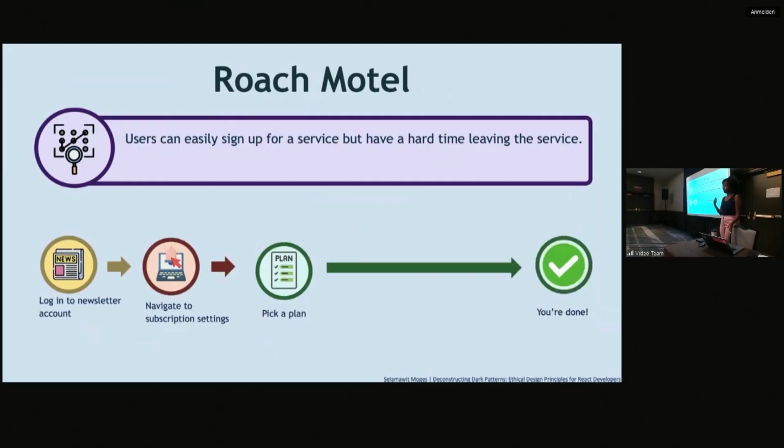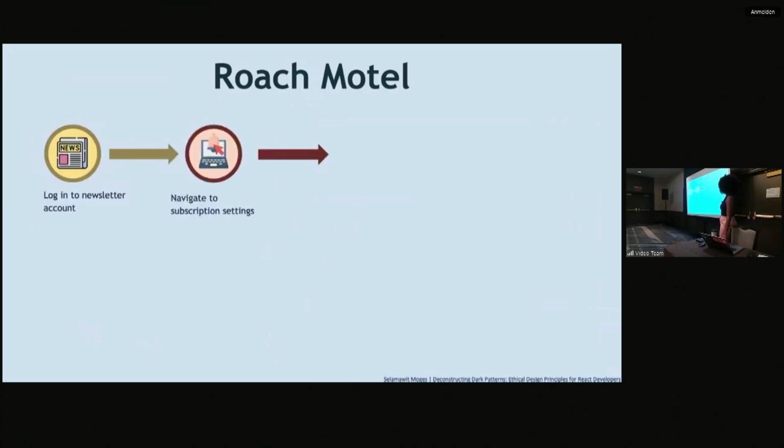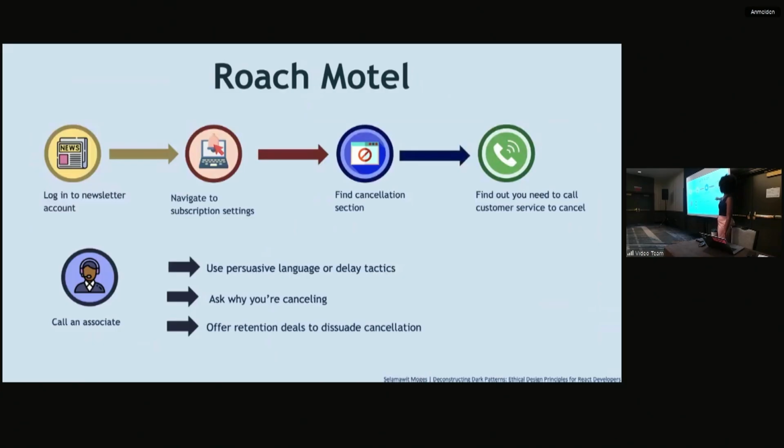Now, conversely, let's say I want to cancel. Well, I'd probably just do the same thing, right? I'd log into my account. I'd navigate to the subscription settings, find the cancellation section. Oh, gotta call to cancel. Okay, finally, I get to a human. I finally get to talk to an associate and I say, hey, I'd like to cancel this. And maybe they come up with a bunch of different reasons why I shouldn't cancel.